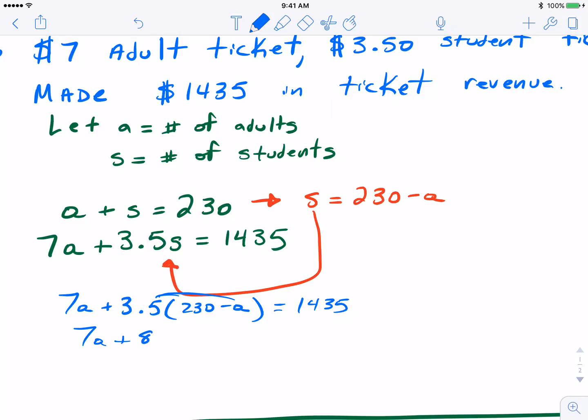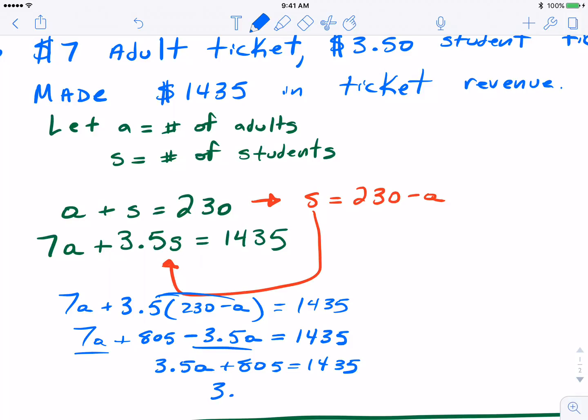805 minus 3.5a equals 1435. I'm going to combine like terms, and I'll get 3.5a plus 805 equals 1435.